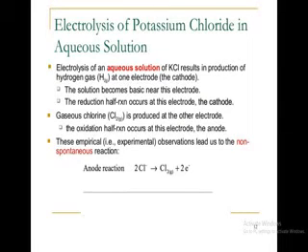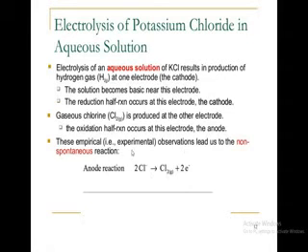Electrolysis of the aqueous solution of potassium chloride results in the production of hydrogen gas at one electrode. Yes, at the cathode, we are right. So the solution becomes basic near this electrode. The reduction half reaction occurs at this electrode. Of course, we know that whenever electrolysis is occurring, at each electrode a half cell reaction is occurring, and at the other electrode the other half cell is occurring.